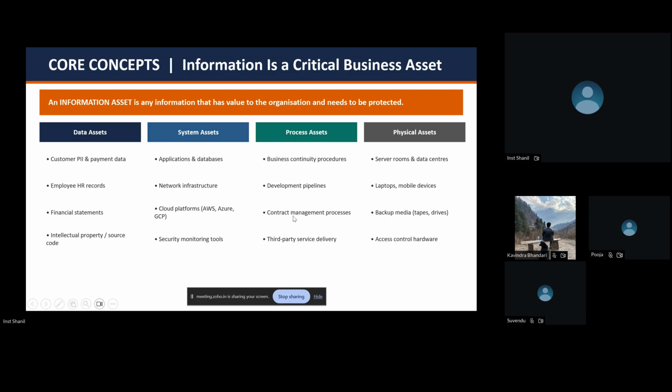Contract management processes. So anything related to customer relationship management, CRM tool, that falls under process assets. And third party service delivery. Like if you're working as a third party delivery model, so that falls under process asset.